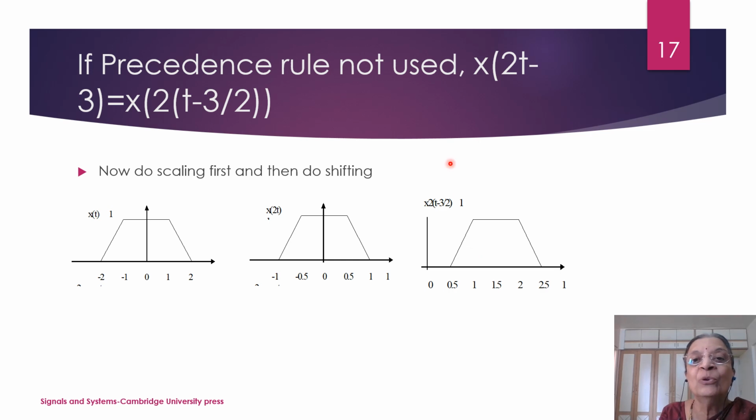So if you don't want to use the precedence rule, you will have to put the bracket and then you can do scaling first and then you can do shifting, right? Otherwise use the precedence rule only. That is the better way to understand.